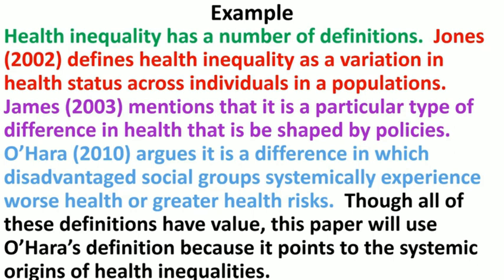Now we have 3 definitions of health inequality from 3 different scholars, one in red, one in purple, one in blue. Now in black, the student selects O'Hara's definition and explains why they selected O'Hara's definition. The student selected O'Hara's definition because the definition incorporated a systemic definition of health inequalities. Perhaps he felt that the other definitions did not incorporate the systemic origin of health inequalities.